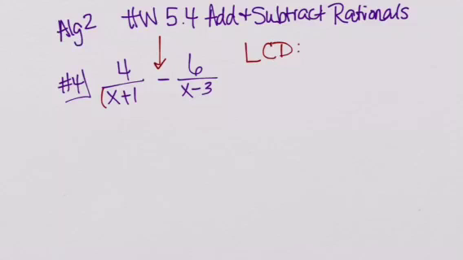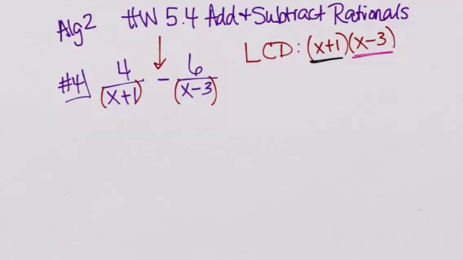I notice that this denominator has to stay together, an x plus 1. This denominator also has to stay together, x minus 3. Okay, and so this first fraction says everybody needs to have an x plus 1 to match me, and the second fraction says everybody has to have an x minus 3 to match me. So my only option is to give everyone these two pieces because they're two separate pieces. Everybody needs to have the two pieces.